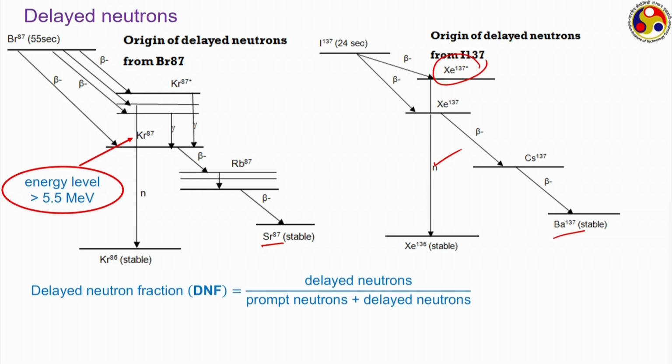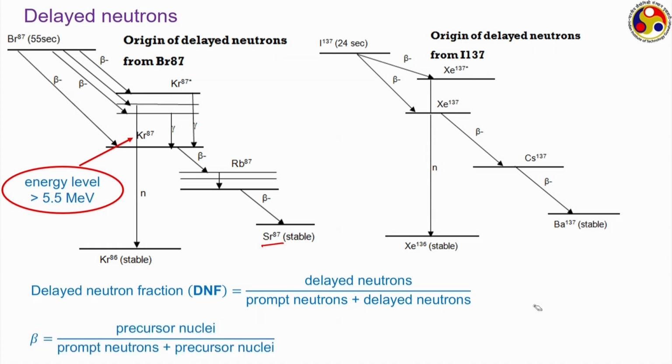There are two terms which are commonly used while dealing with delayed neutrons. One is the delayed neutron fraction, which has a very straightforward definition. Delayed neutron fraction is equal to delayed neutrons divided by total number of neutrons, that is prompt plus delayed. But there is another definition which is used, that is beta. This is slightly different, where in the numerator the delayed neutrons have been replaced by precursor nuclei. Beta is equal to precursor nuclei divided by precursor nuclei plus the prompt neutrons.